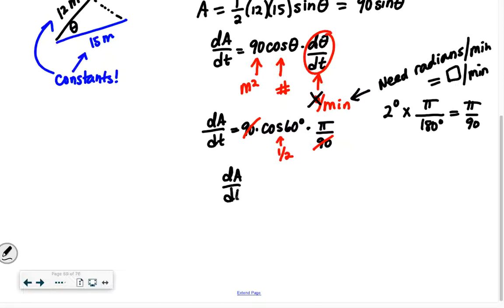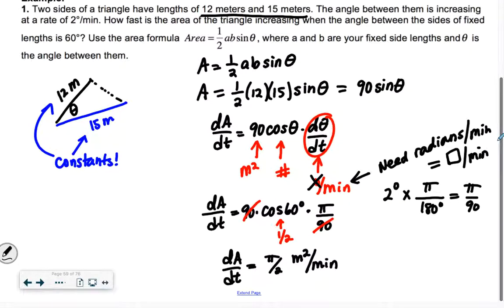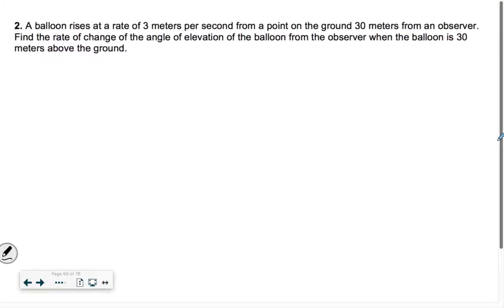So d over dt equals pi over 2, and now it is in meters squared per minute, which is what we want. It's not meter squared radians per minute. Radians we can just leave off. We don't have to say radians. It's like when we say 180 degrees is the same as pi, we don't have to say radians there. 2 pi is the same as 360, right? So that should be the answer. You don't have to fix the one on your homework. For your own reference, maybe put something there.